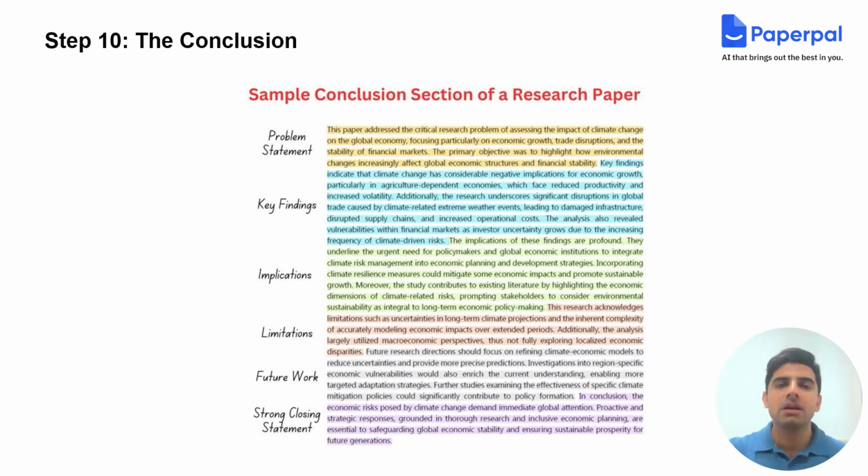The conclusion section should have 6 parts. What was the problem or the research question that you answered? What are the key findings? What are the implications of those findings? Then what are the limitations? What future work can be done on top of that? And then ending it with a strong conclusion or closing statement.